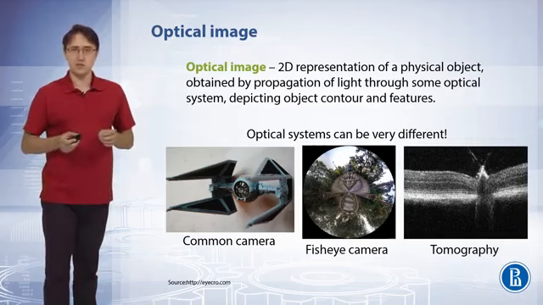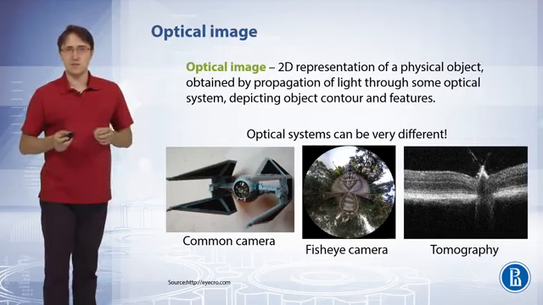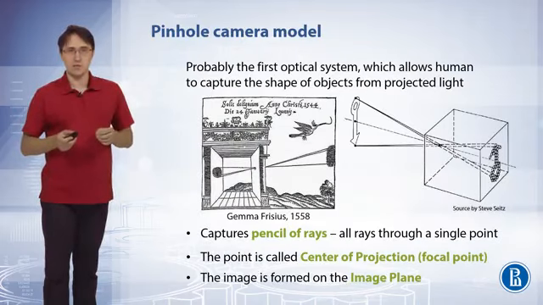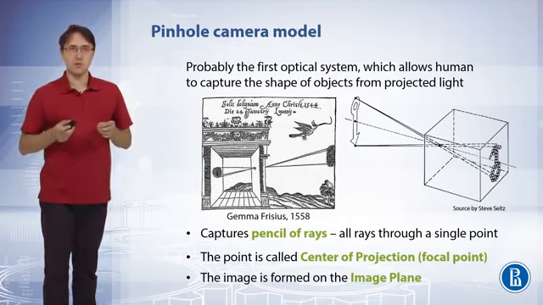The first image is obtained with a common camera. The second is obtained with a fisheye lens camera and captures a 180 degrees by 360 degrees hemisphere. The last image is an example of optical tomography, slice-based reconstruction of an object. But mostly we are working with the simplest model, which is called the pinhole camera model. This is probably the first optical system which allowed humans to capture the shapes of objects from projected light. The idea was already known to ancient Greeks.